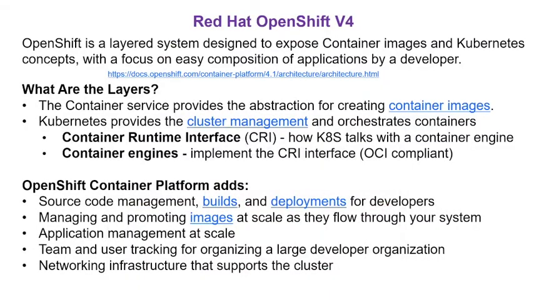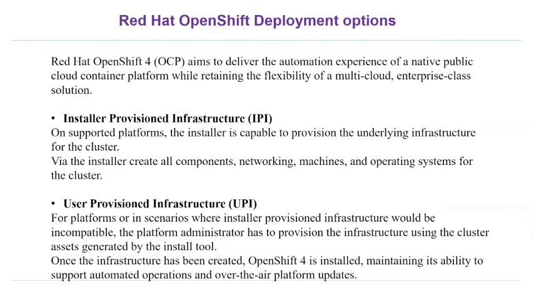OpenShift is, as I mentioned, a layered system with these different services. I'm jumping over this chart because we're getting to the point of asking how to install and build such an environment, and you have two options. One is the installer provisioned infrastructure, where the installer can even deploy the infrastructure for that OpenShift environment, and the other is the user provisioned infrastructure, where the user is responsible for building or deploying the infrastructure, and then the OpenShift environment on top of it is installed in an automatic form. And guess what? We started with UPI.